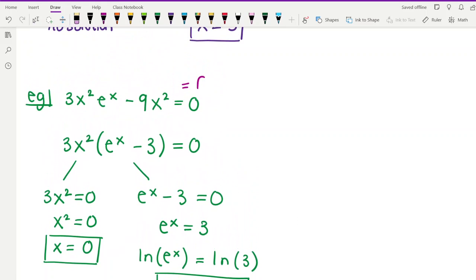All right, so that is it for this video. In our next video, we're going to be talking about solving logarithmic equations. So equations where instead of the variable being within an exponent, the variable is within a logarithm. So I'll see you on the next video.